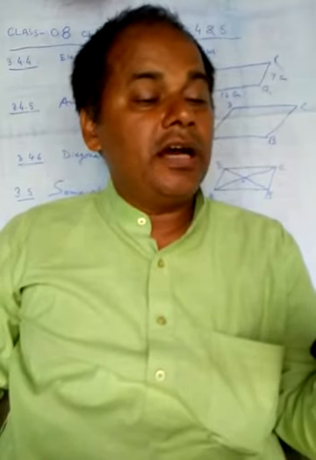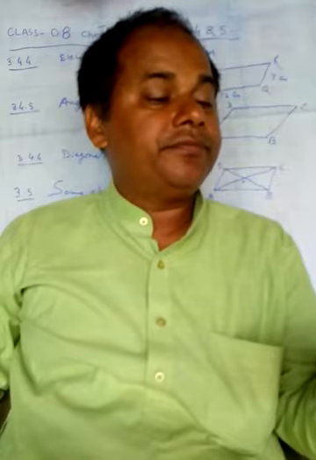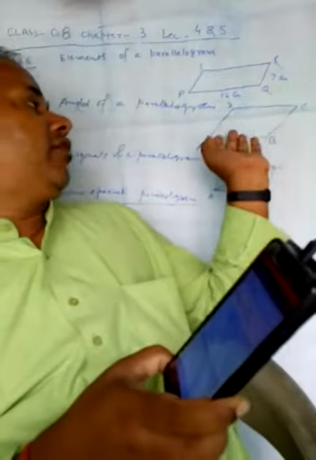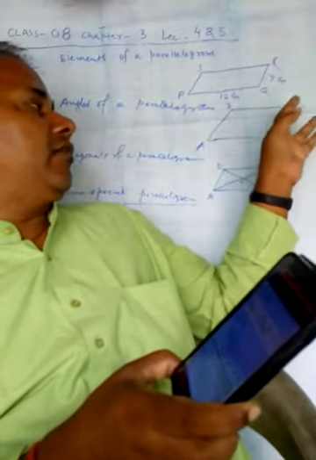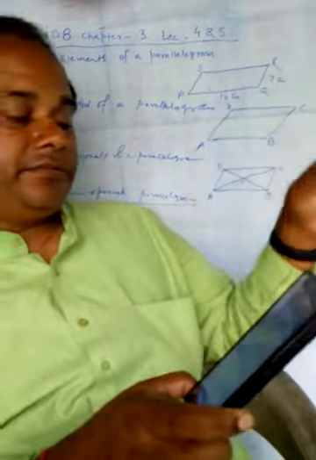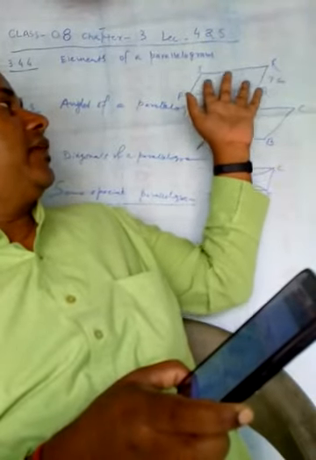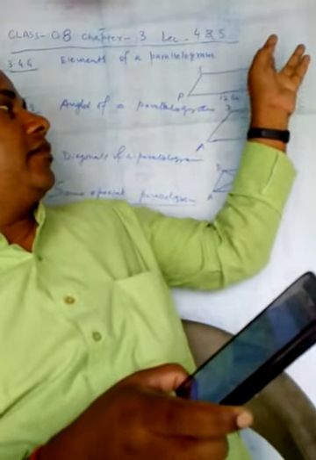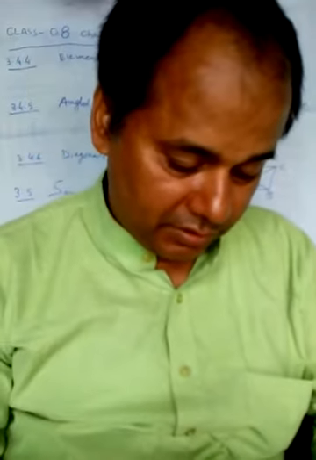Property: the opposite sides of a parallelogram are of equal length. That means whatever the length of this AB is will be equal to the length of CD, and whatever the length of BC is will be equal to the length of AD. You can see here also, if PQ is 12 centimeter, then SR also will be 12 centimeter, and QR is 7 centimeter, so SP will also be 7 centimeter.